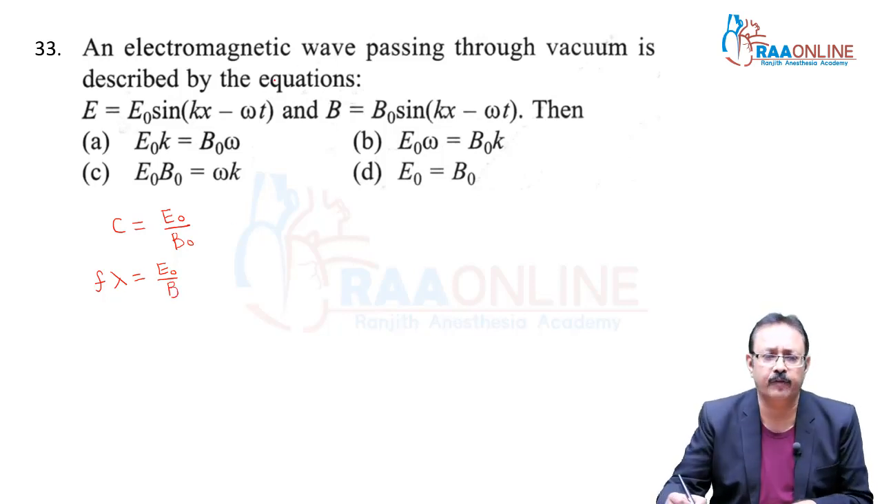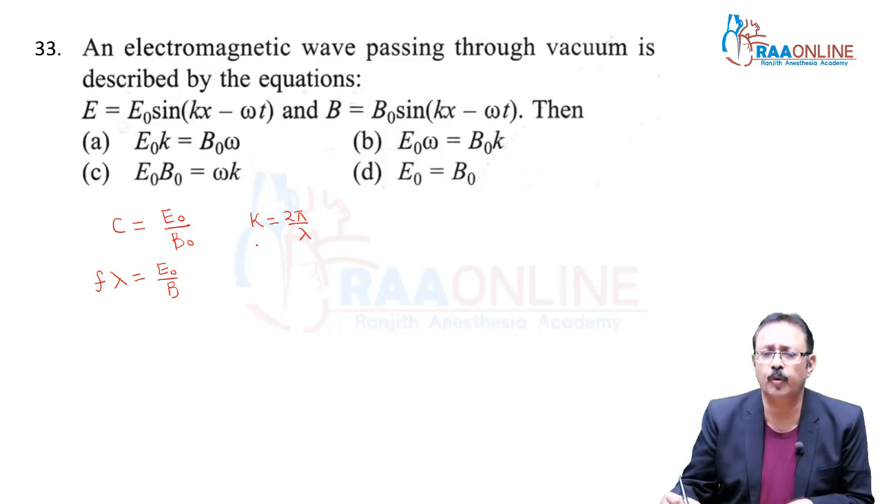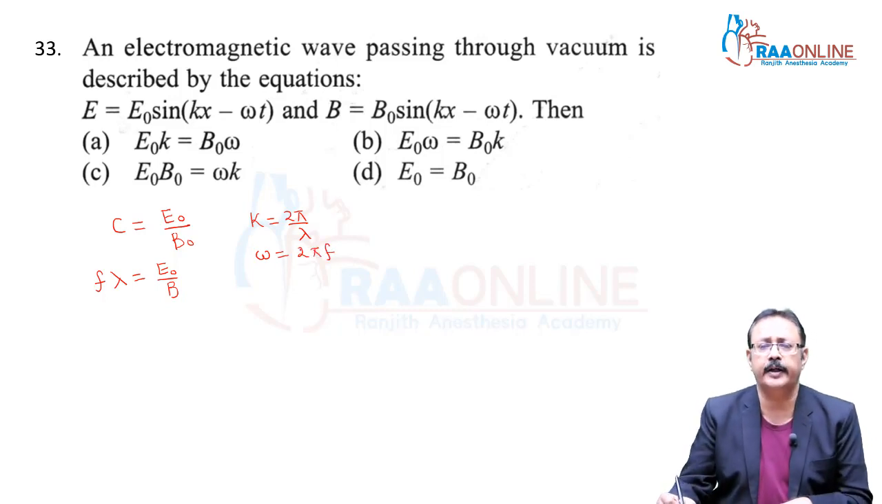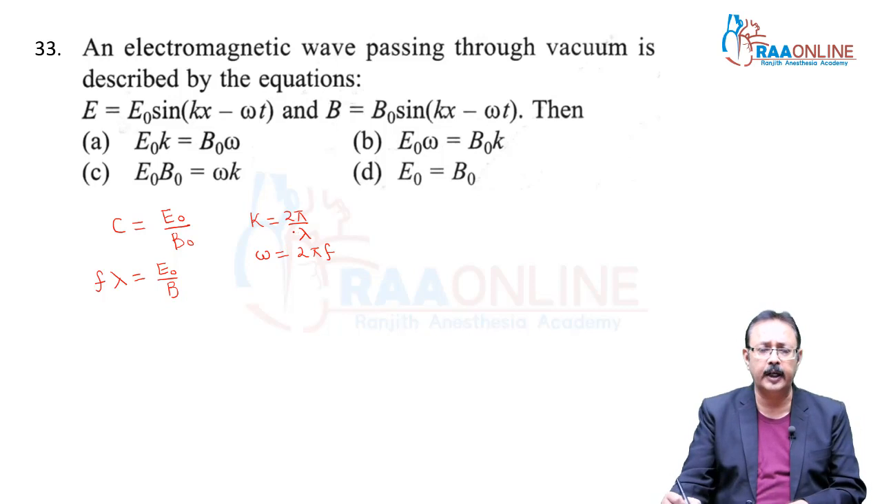In this equation, what is k? In both equations, k represents 2 pi by lambda. What is omega? Omega is 2 pi f. So we can calculate the value of lambda and frequency. What is lambda? Lambda is 2 pi by k. What is frequency?